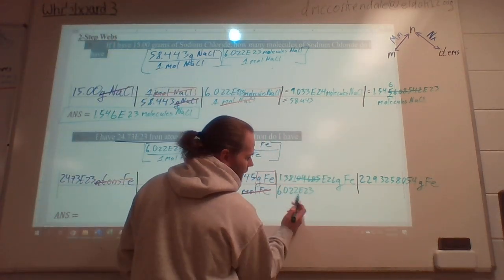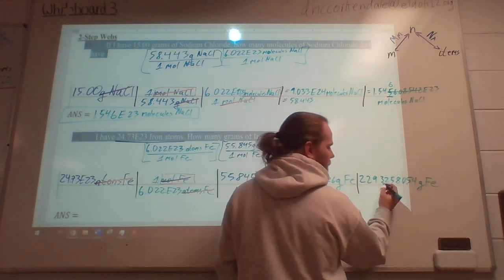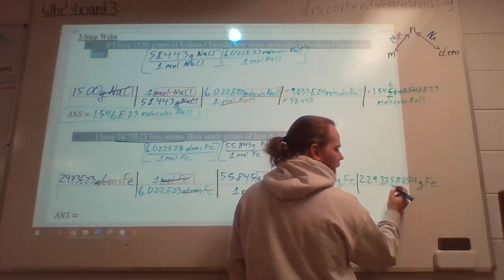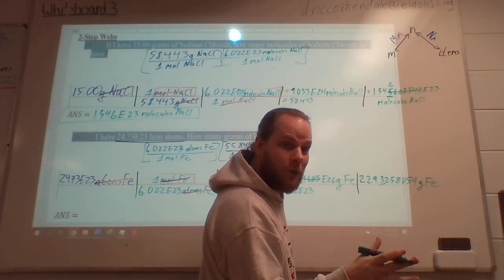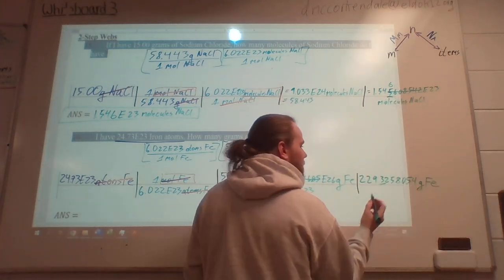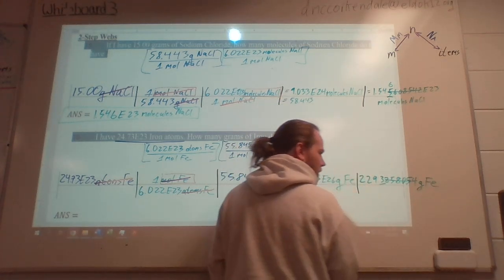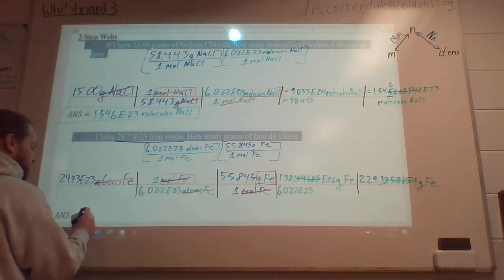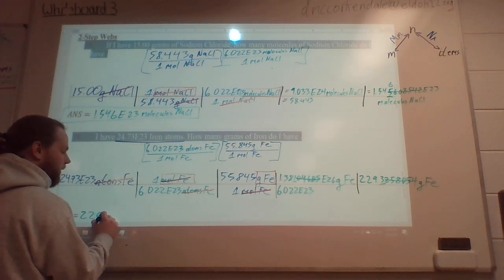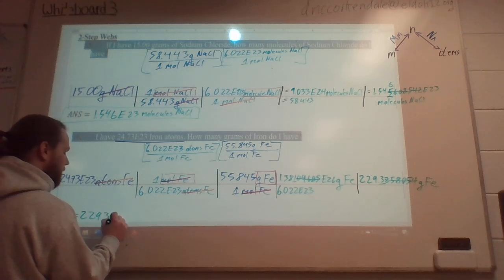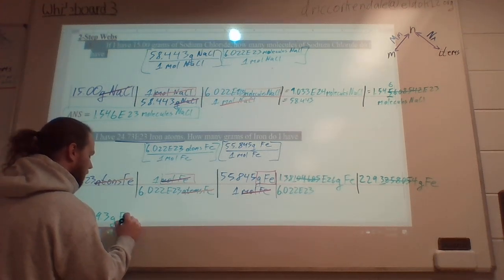Again, sig figs, we have 4 digits and 4 digits, so we want 4 digits. This time there is no exponent written here. There's no E20 anything. So I can just drop the rest of the numbers, which makes my final answer 229.3 grams of iron.